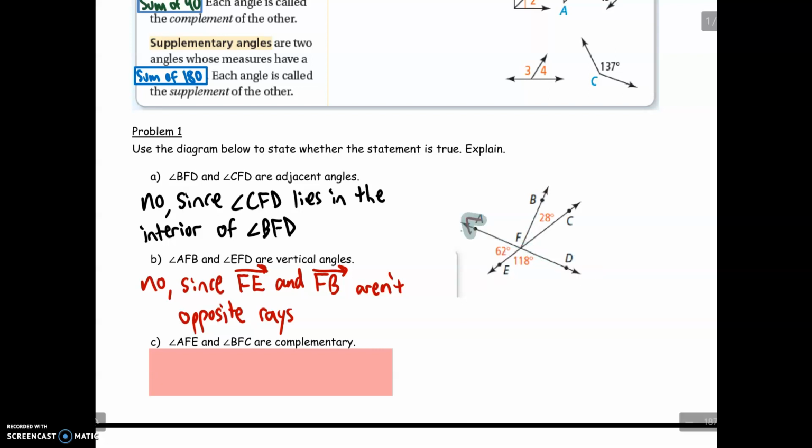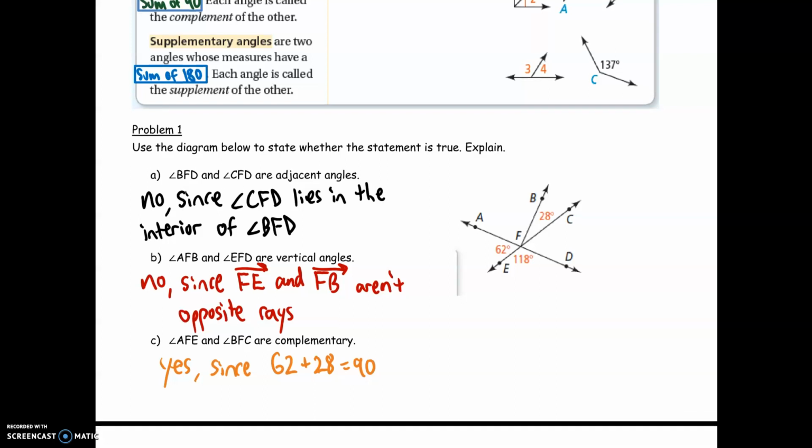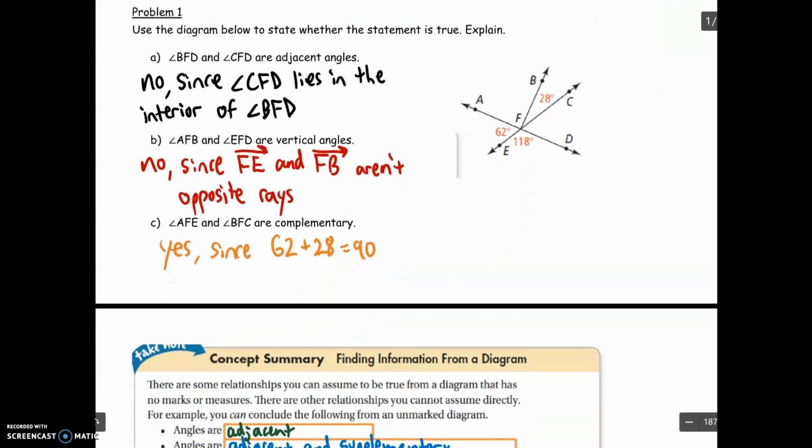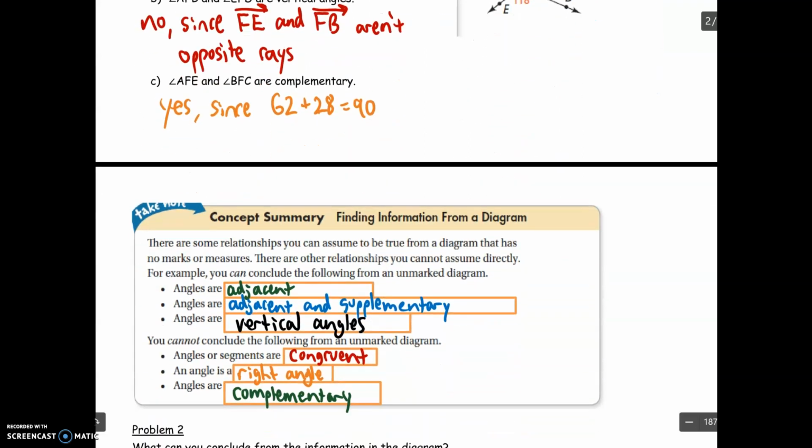If I want to check if our last one is true, so AFE and BFC are complementary. Again, they don't necessarily have to be adjacent, so let's check that answer. They are complementary indeed, since if I add those two measures together, again, complementary just means a sum of 90. I don't need those to be stacked up next to each other as they are in that kind of right angle example. So add up the two and get 90. As long as they add up to 90, they don't have to be, again, what we call adjacent.